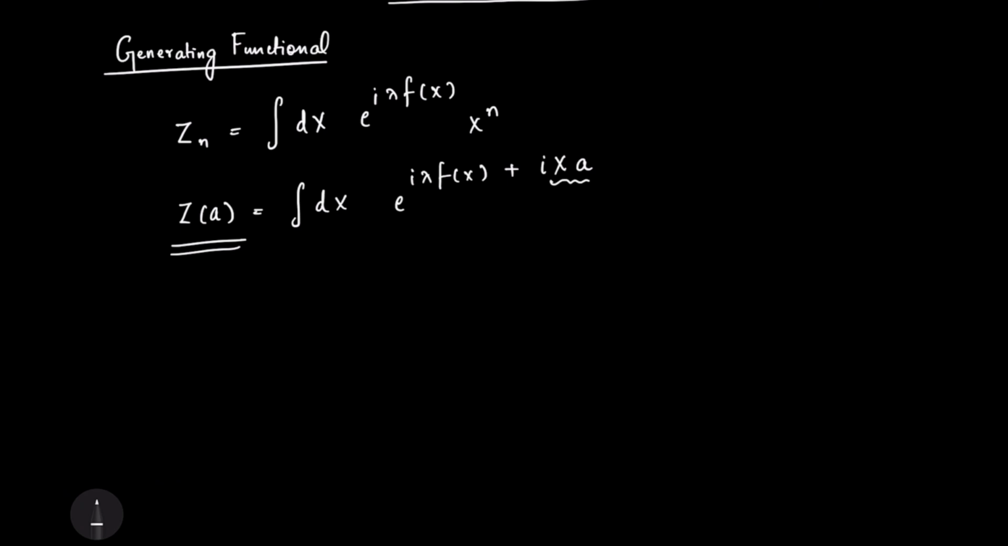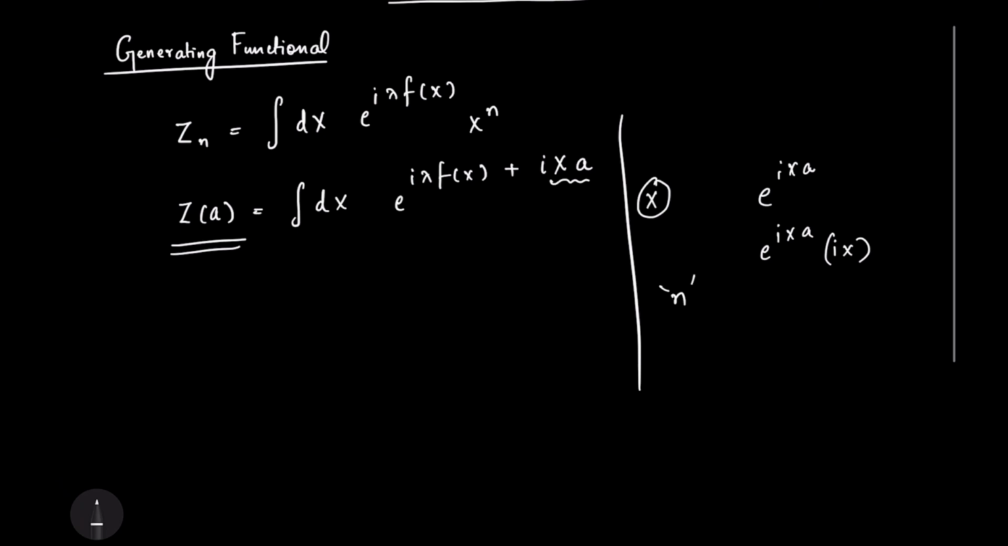If I take the derivative of Z of a, then each derivative will bring down a factor of x, right? If I do one derivative, then one x will come down, because the differential of e raised to i x a with respect to a will be e raised to i x a times i x. So if I do n derivatives with respect to a, then I'll get x raised to n. One derivative can bring down a factor of x, therefore if I do it n times, then I get a factor of x raised to n.